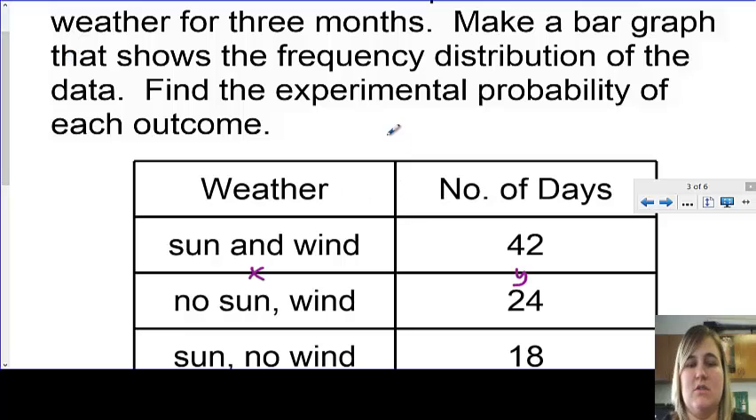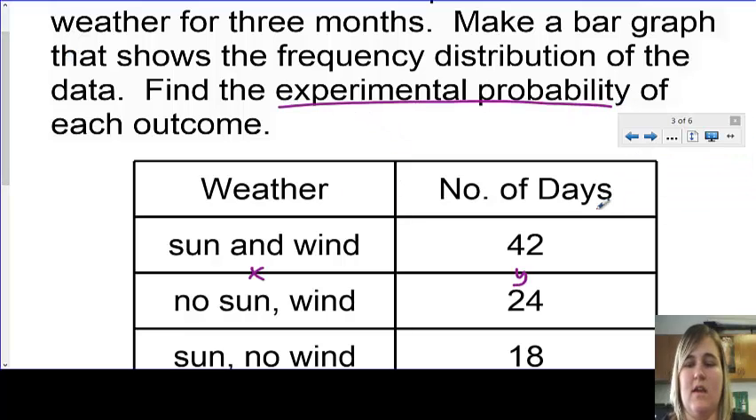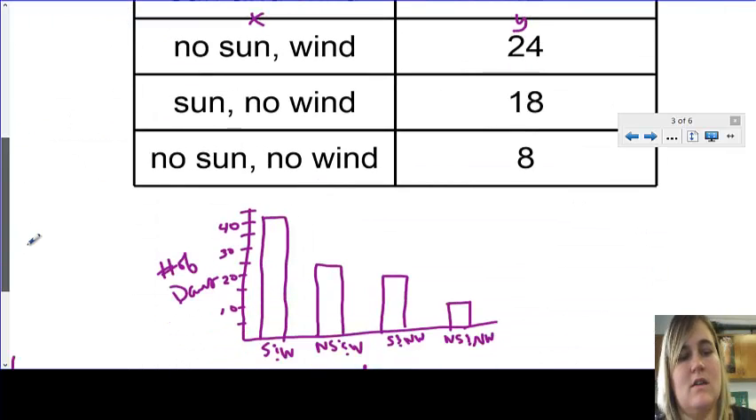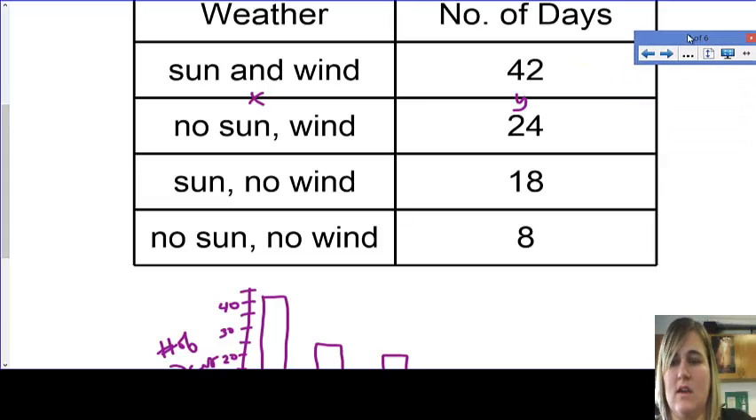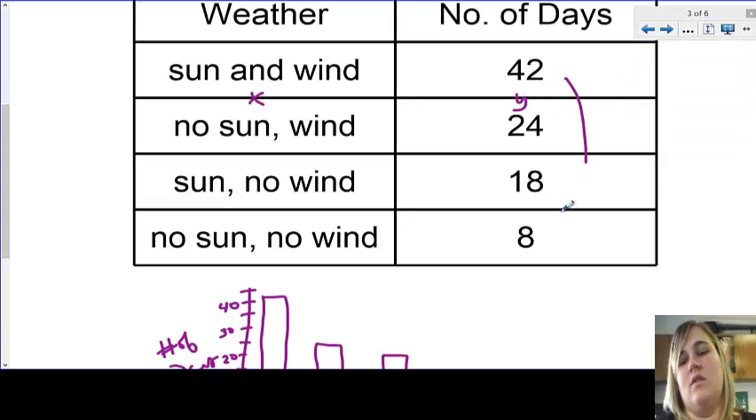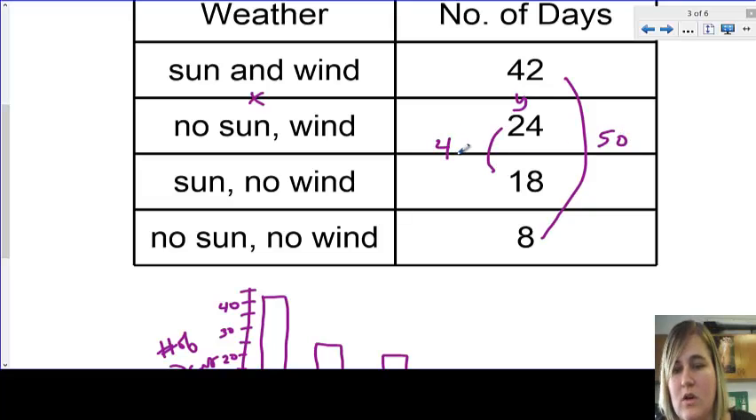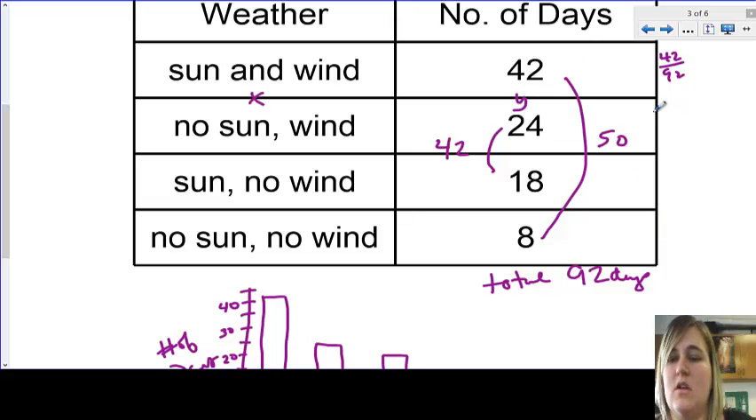And the last thing it wants us to do is find the experimental probability. Well, we can do that right here next to these. First thing that I need to do is find the total number of days that he did his observations. So these two together would give me 50. And these two together would give me 42. So it's a total of 92 days. Okay. So this one is going to be 42 out of 92, 24 out of 92, 18 out of 92, and 8 out of 92.